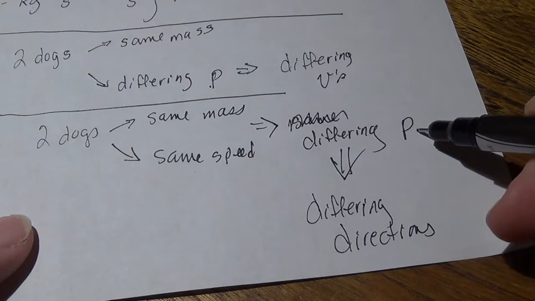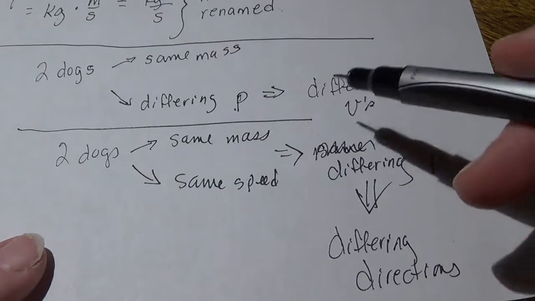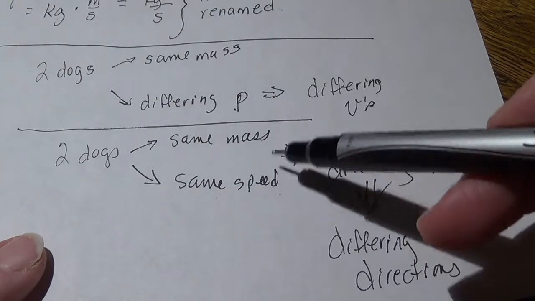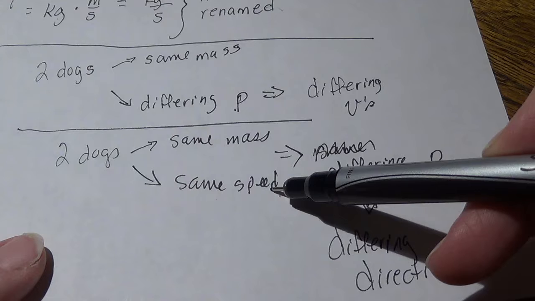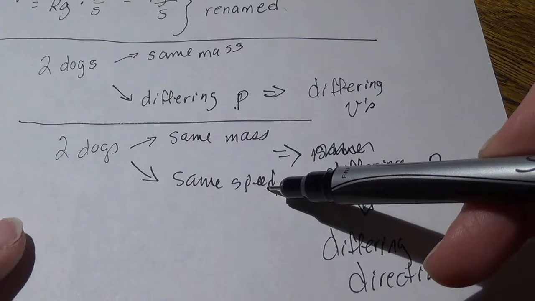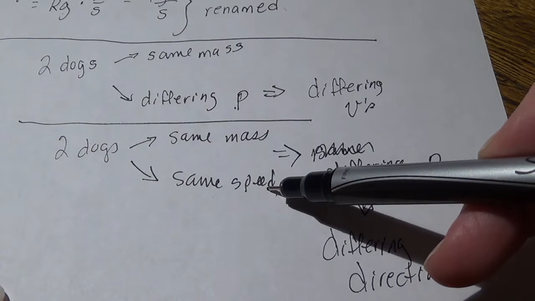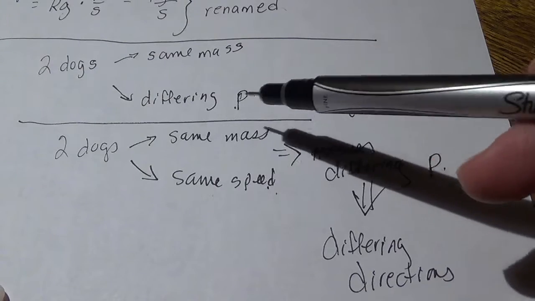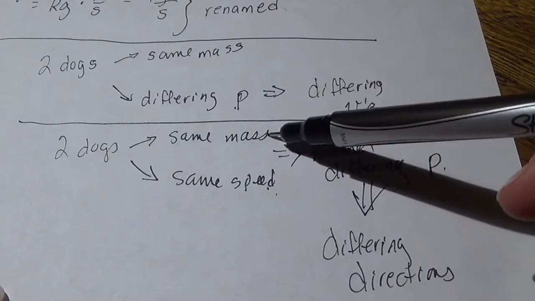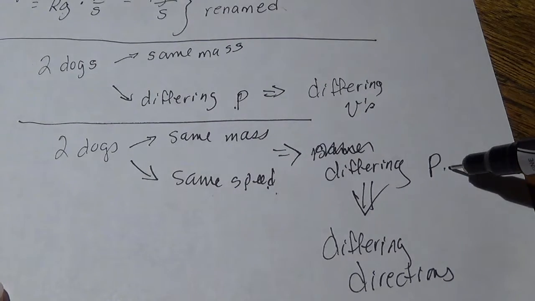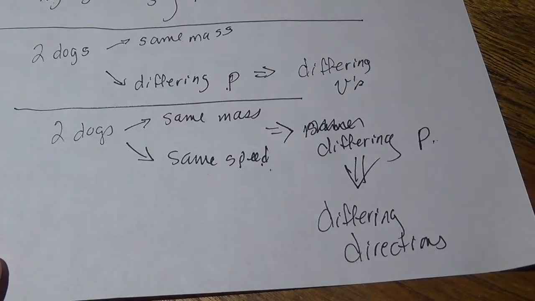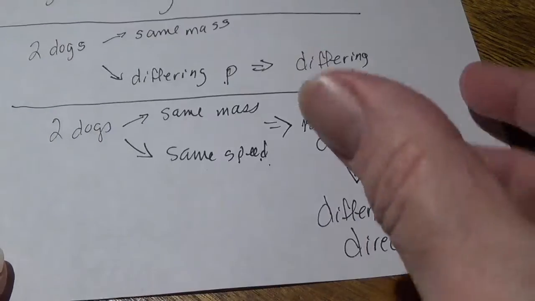Remember, momentum includes directions. So even though they have the same speed, that's why I didn't say velocity, I said speed, because speed is only the numerical part, it's not the angle. So two dogs can have the same speed, the same mass, and differing momentums because they have differing directions. Alright, I can't fool you.